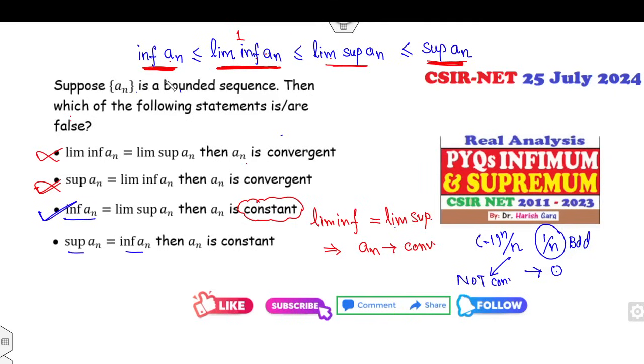Supremum and infimum are the same, that is, the endpoints are the same. Once the endpoint limits are the same, the infimum and supremum are also the same. That means all are the same. If the minimum is 1, the maximum is also 1, so the sequence is a constant sequence. Yes, this option is correct, but we need a false statement, because the limit infimum, limit supremum, infimum, and supremum are all the same. That means the sequence is constant.